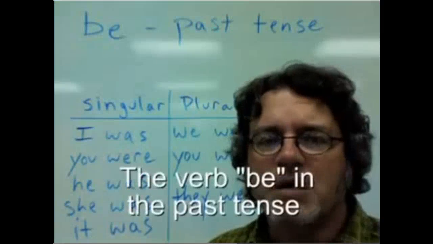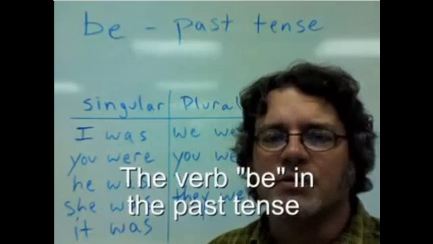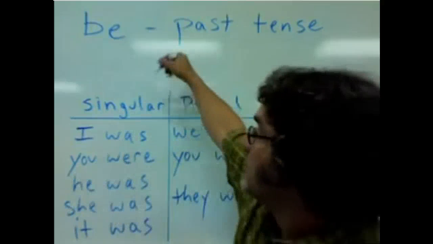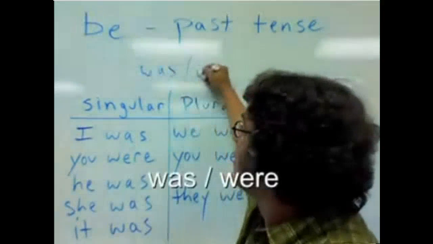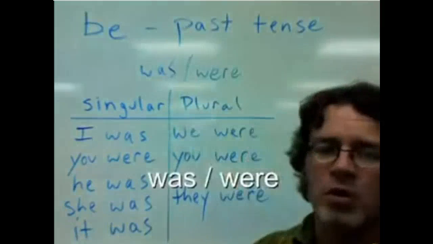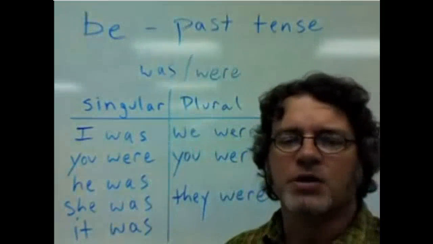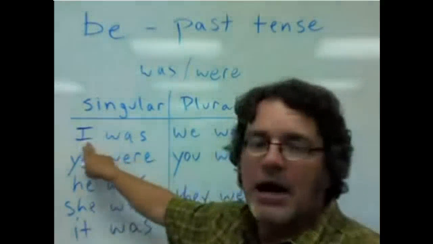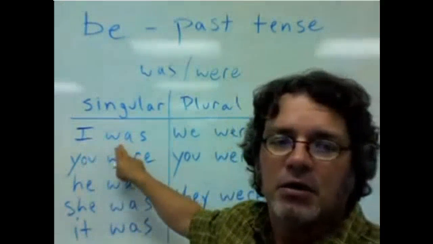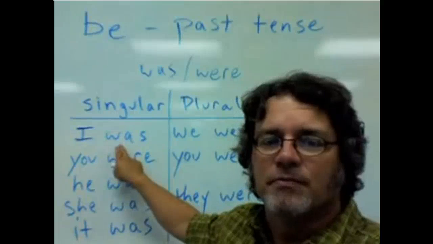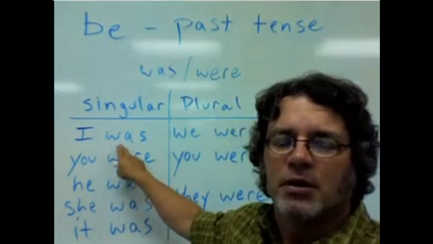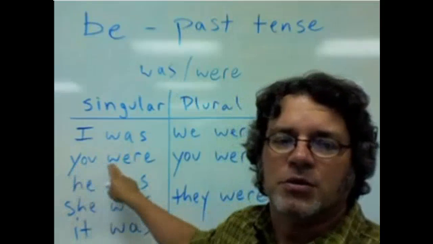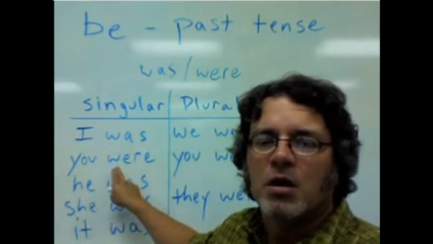This is the verb be in the past tense. There are two choices for the verb be in the past tense: was or were, depending on the subject. If the subject is I, use was. I was. If the subject is you, use were. You were.